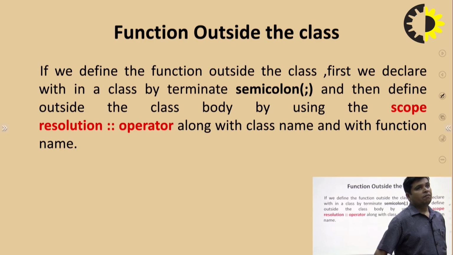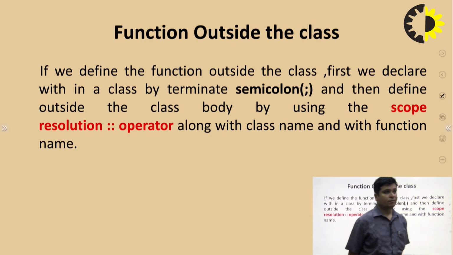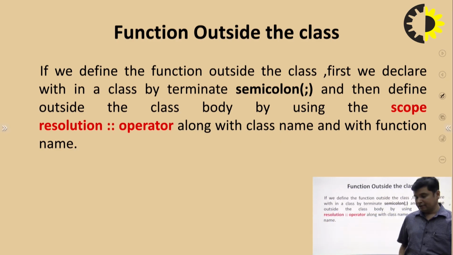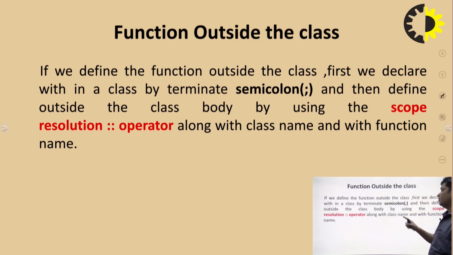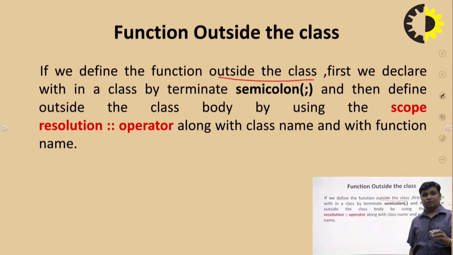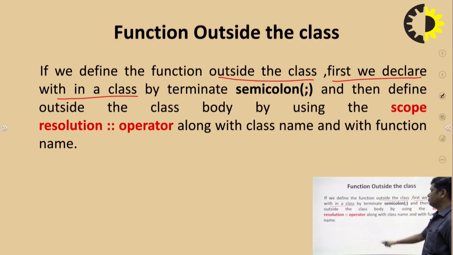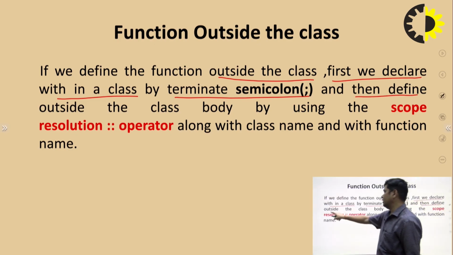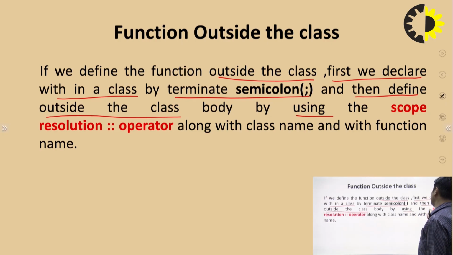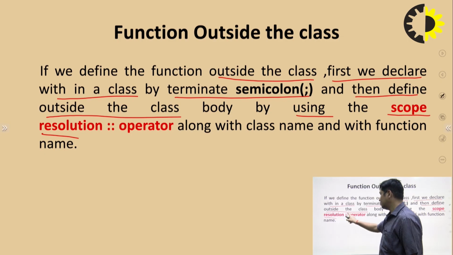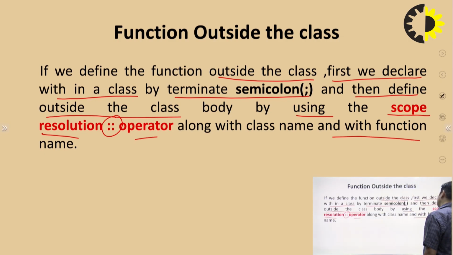Now, function outside the class. If we are defining, not declaring, the function outside the class, first we have to declare that function within the class, terminated by a semicolon, and then define it outside the class body by using the scope resolution operator along with the class name and the function name.